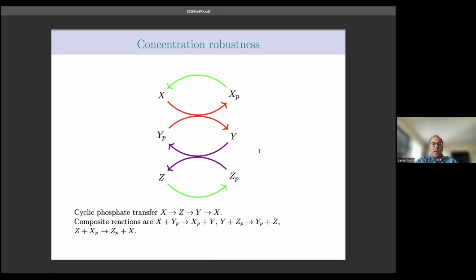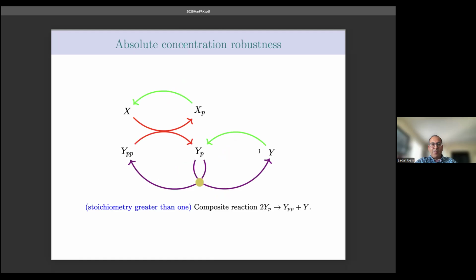Okay. And the last example is where, so all this formalism applies even when you have stoichiometry that's higher than one. So for example, if I have a composite reaction 2YP going to YPP plus Y. This is an example of a transfer reaction where a phosphate is transferred from one of the YPs to the other one. You just imagine a hyperedge from a multi-set, not a regular set, but a multi-set YP comma YP to another multi-set YPP comma Y, right?